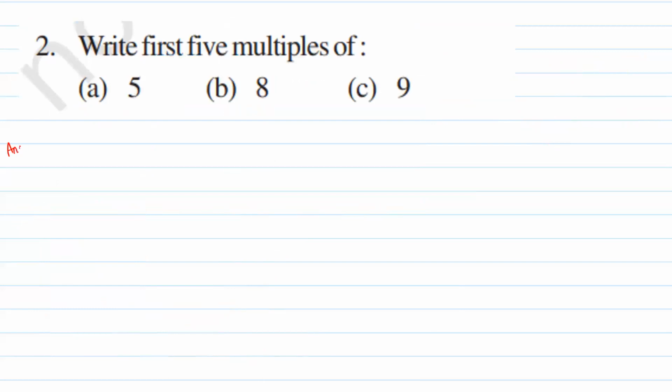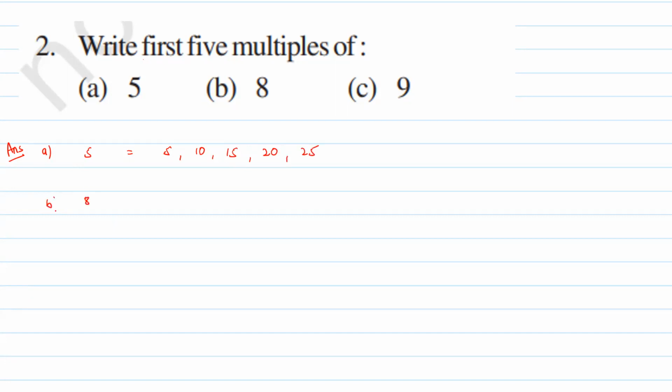Coming to the second question, you have to write 5 multiples. It is saying write first 5. If the question says 5 multiples, you can write any 5 multiples. But if it is saying first 5, so you have to write first 5. So multiples of 5 will be 5, 10. It means 5 ones are, 5 twos are, 5 threes are, 5 fours are, and 5 fives are.